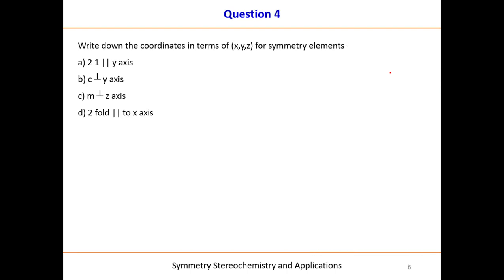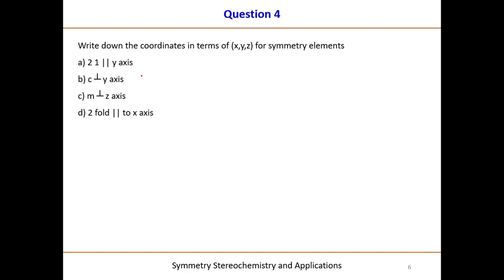So the next question is given here, question number 4. Write down the coordinates in terms of x, y, z for symmetry elements. Here we have been given a few symmetry elements, and we have to write them in the form of x, y, z equivalent points. While talking about the axes, these two, C, M, 2, are axes. We will take the first one, 2 sub 1 parallel to the y axis. 2 sub 1 means the twofold screw axis, parallel to the y axis.